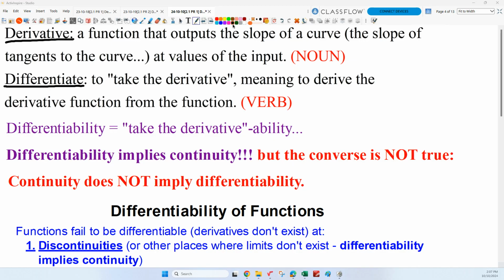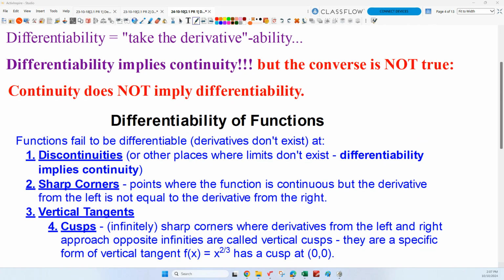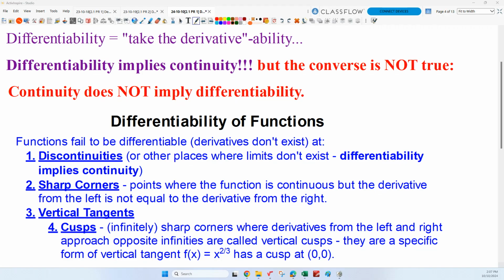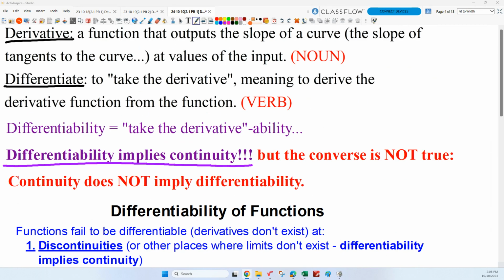Okay? So there's a really important connection here. I put this in here for your notes. Differentiability implies continuity. That's a huge statement in calculus. We come back to that one all the time. So if a function is differentiable, it is by implication necessarily continuous. If it's differentiable, it has to be continuous. But the converse is not true. Just because a function is continuous does not make it differentiable. And we'll see why. Okay, so there's the vocabulary, right? Those are the important words here. Derivative, differentiate, and differentiability.